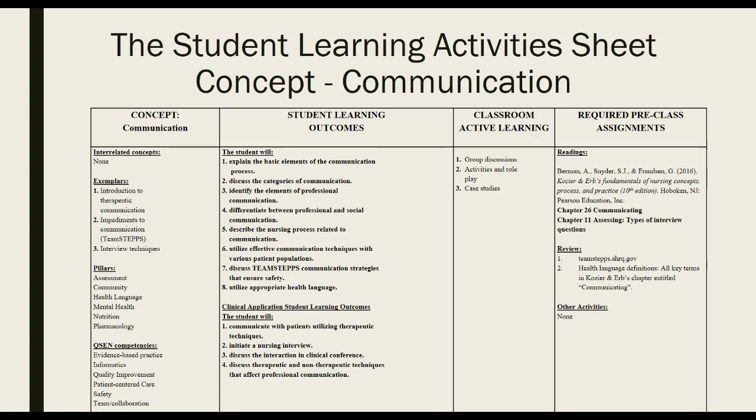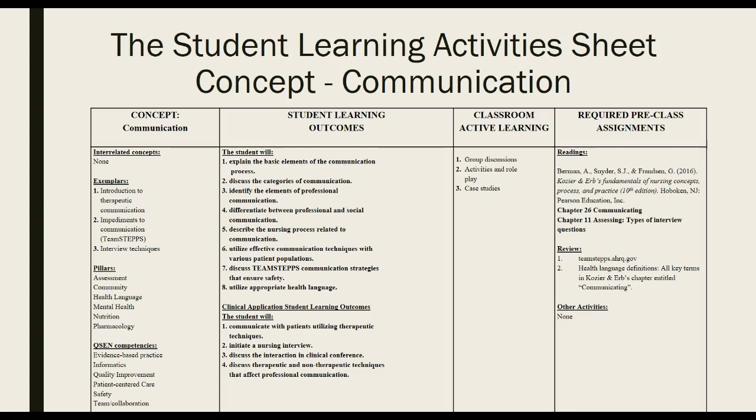You see that the 3rd column says classroom activity, active learning, and these are activities that will be happening in the classroom as assigned by the instructor who will be presenting this concept. You also have required pre-class assignments, which basically are your readings from your textbooks. For communication, they use basically Kozier and Erb, chapter 26, and then chapter 11, assessing, the types of interview questions during an assessment. And you also have TeamSTEPPS, which you have been introduced to, and then health language definitions.